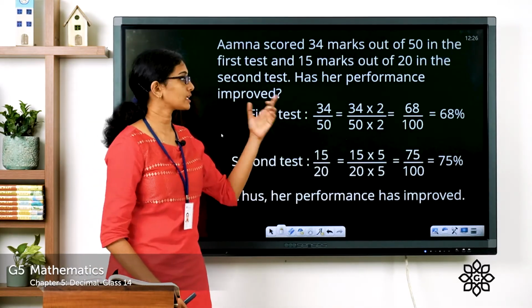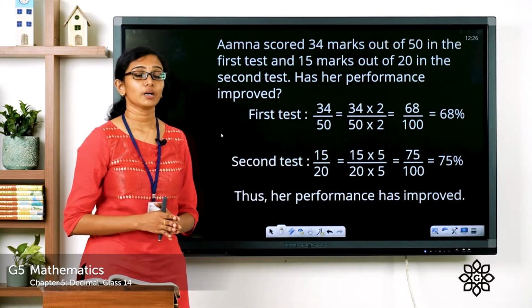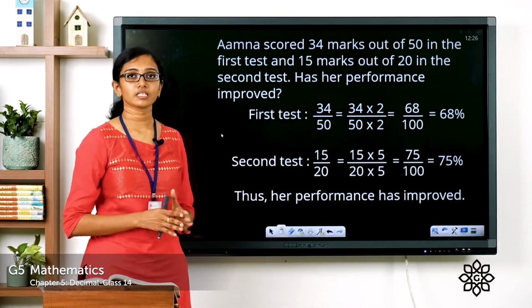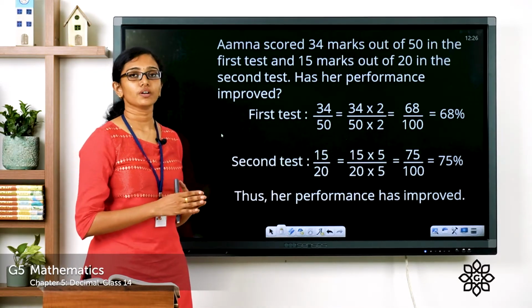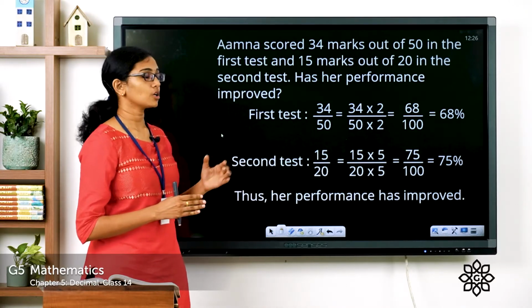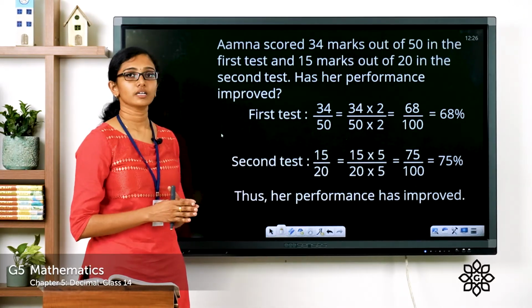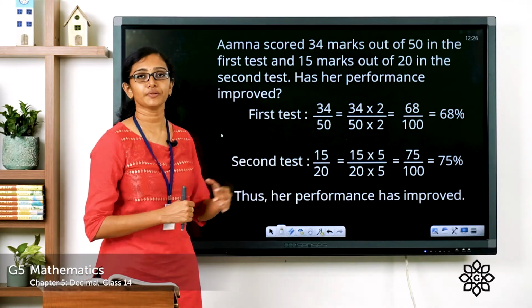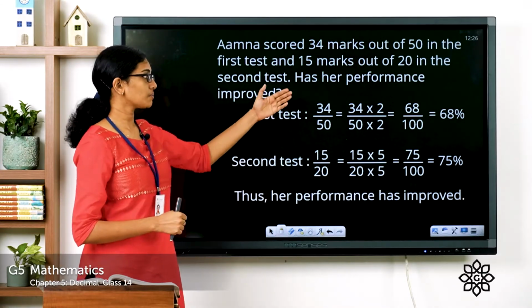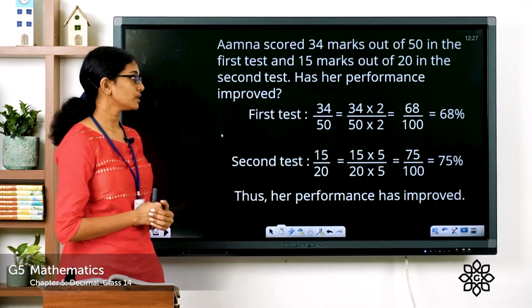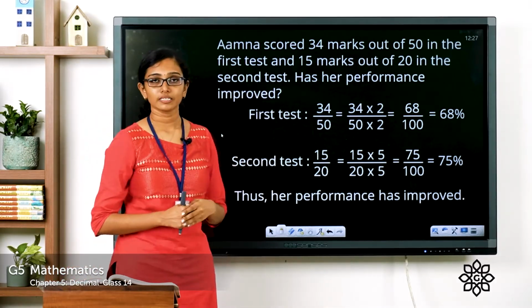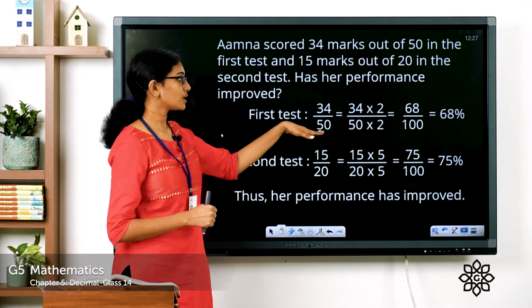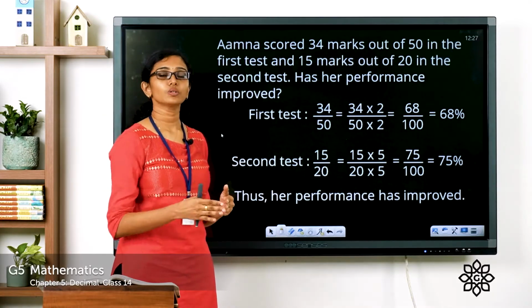Now how do we compare these marks? Let's convert each of these marks in terms of 100, or let's convert the denominator to 100. Like we are converting the given marks out of 100. So in the first test, the mark was 34 by 50. So to find the percent, we have to convert the denominator into 100.